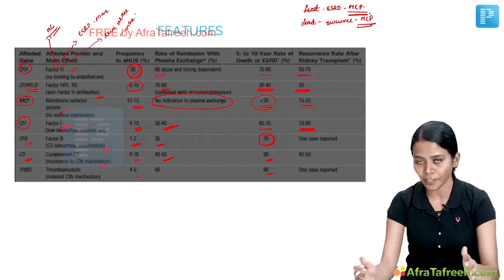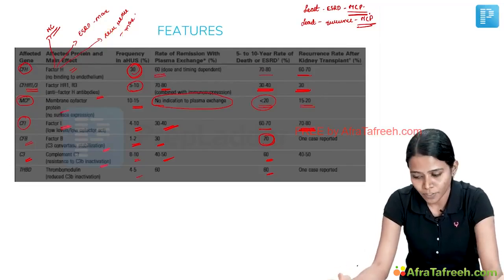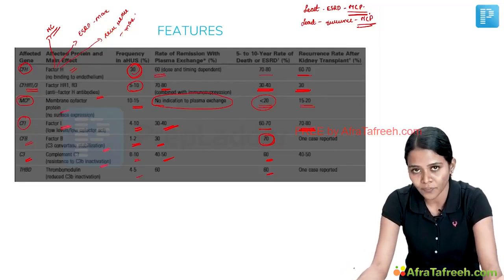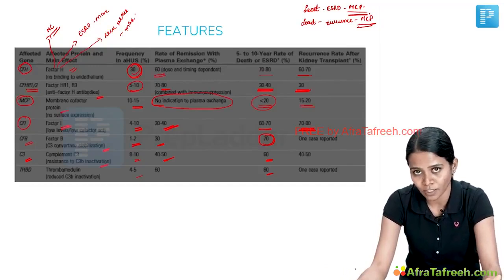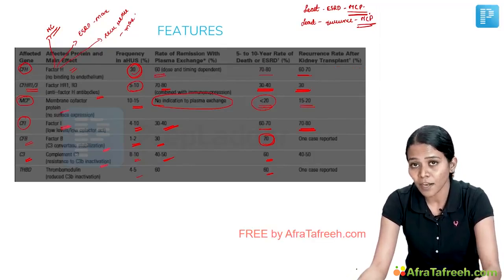So from this table, it is okay if you can't remember the numericals. What you have to remember is which is most common, which is least common. Most common is factor H. It is most common for three things. One is the most common mutation that is causing atypical HUS. The most common or most virulent to cause ESRD is factor H. The relapse after transplant is also maximally seen in factor H.